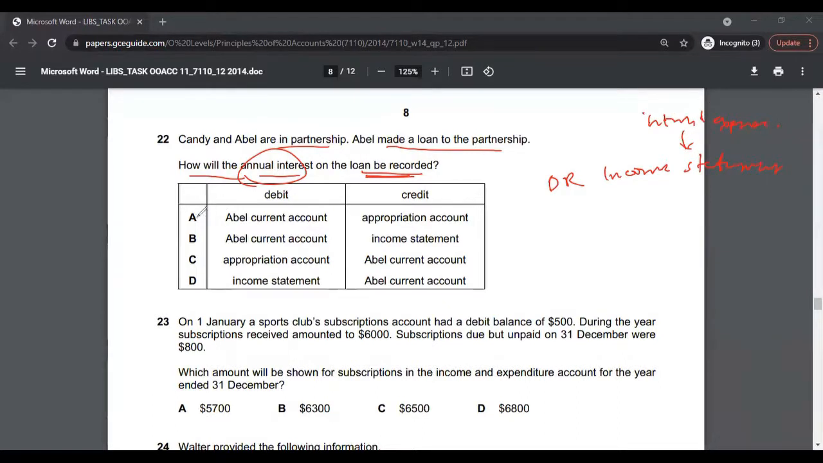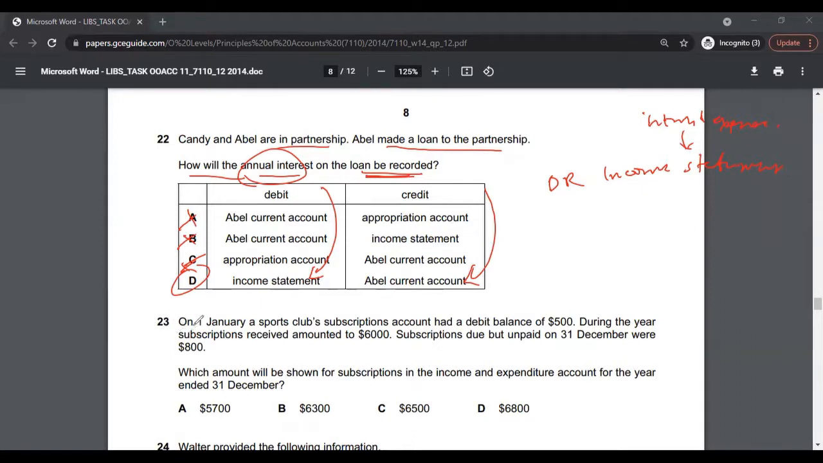And if you look through the options, you can actually cross out A, B, C immediately, and it comes down to option D. And of course, you would credit Abel's current account because it's an income for him. So Abel's current account is credited, and then you debit the income statement because it's an interest expense. So the answer to multiple choice 22 is option D.